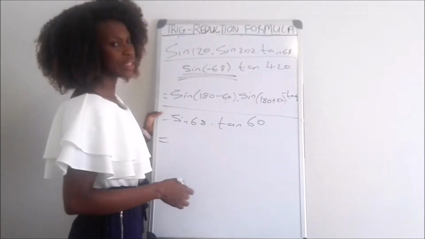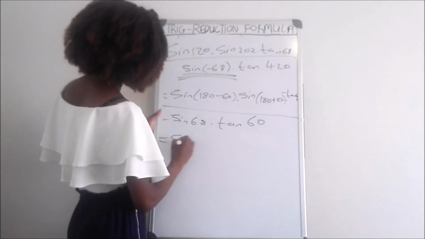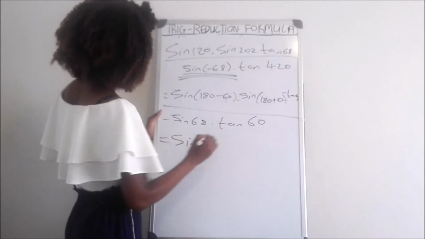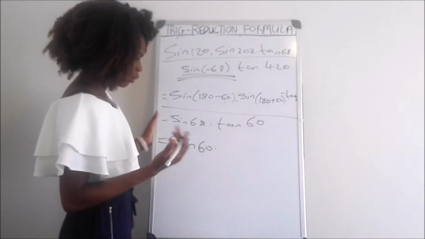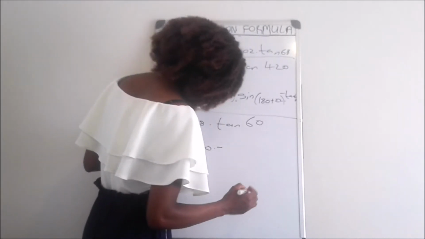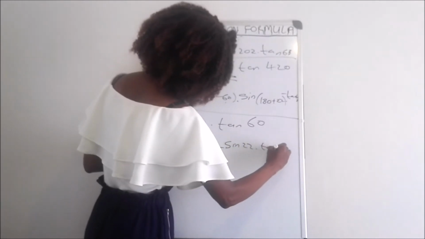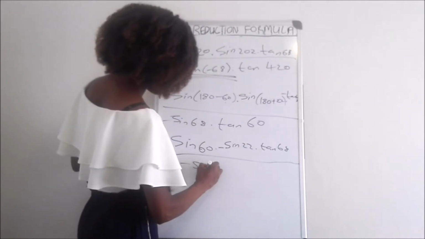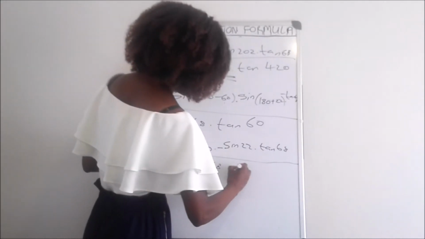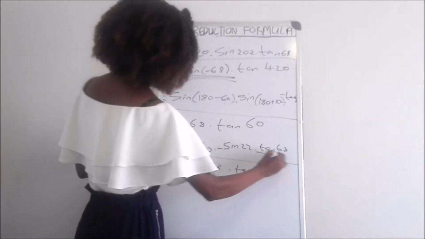From here, sine of 180 minus theta is in the second quadrant, where sine is positive. That means here we're going to have sine 60. 180 plus 22 is in the third quadrant, where sine is negative. So we're going to have minus sine of 22 multiplied by tan of 68 divided by negative sine 68, and then multiplied by tan of 60.